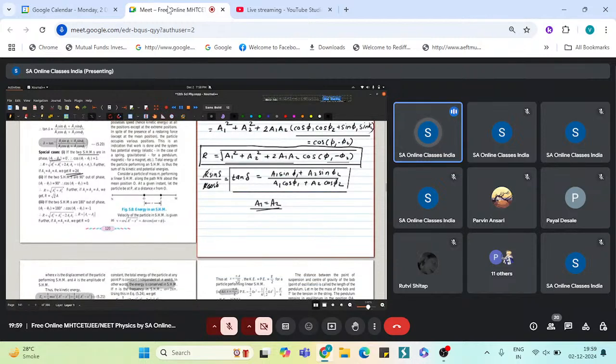two SHMs. And then another special case is SHMs at 90 degrees, which is out of phase. In that case, the SHMs are 90 degrees out of phase, which means that the phase difference between the two SHMs is 90 degrees. So essentially phi 1 minus phi 2 is 90 degrees, and cos of 90 degrees is 0. So this entire term will just go away. It will just become 0. And what we will be left with is only this root of a1 square plus a2 square, right?